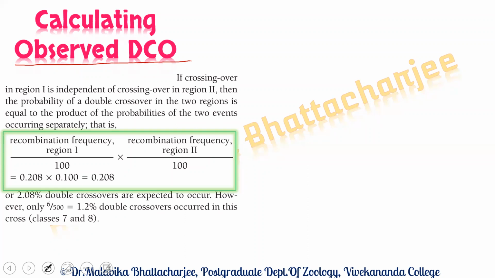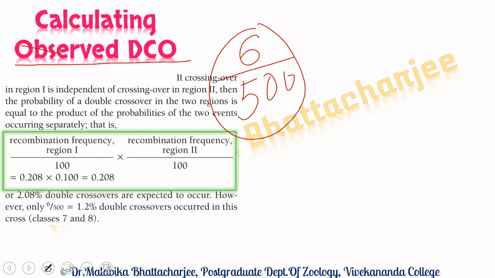Sorry, this is not the observed DCO. Very sorry. This is the expected DCO. Observed DCO is in the cross. You saw there were 6 DCOs in 500 progenies. I've written this wrong here. So this is observed DCO, the amount of double crossovers present in the data. But we need to have the expected DCO.